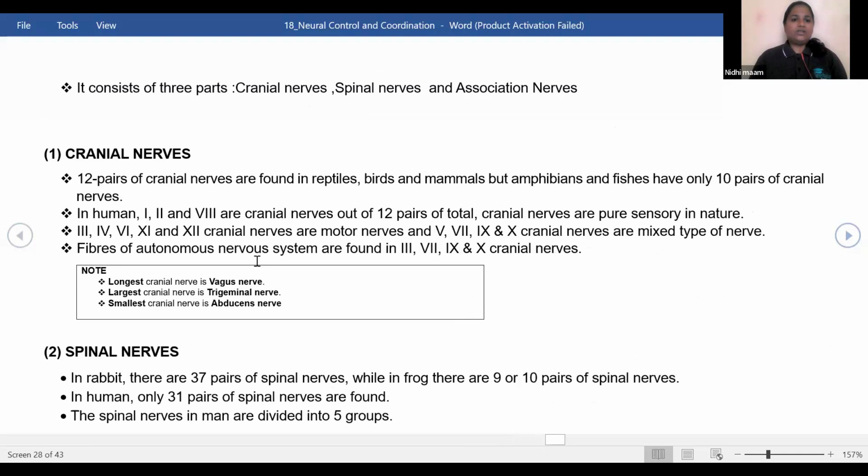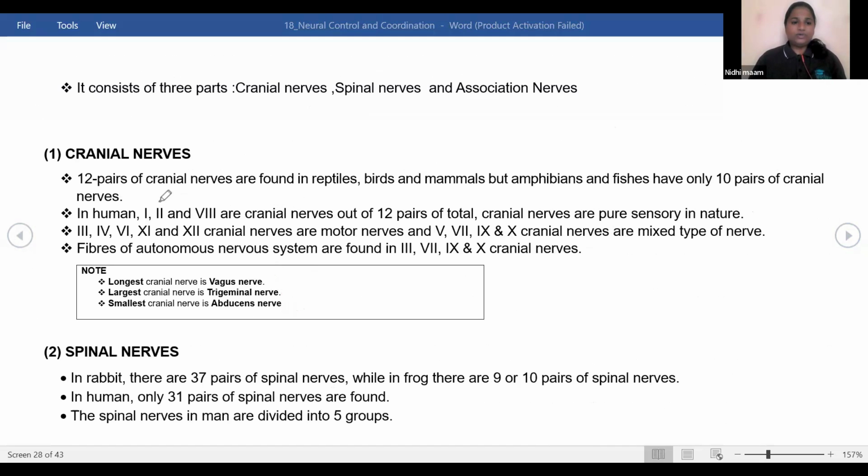So here you have this note. You can observe here in this box. The longest cranial nerve is the vagus nerve. The largest cranial nerve is the trigeminal nerve. The smallest cranial nerve is the abducens nerve.